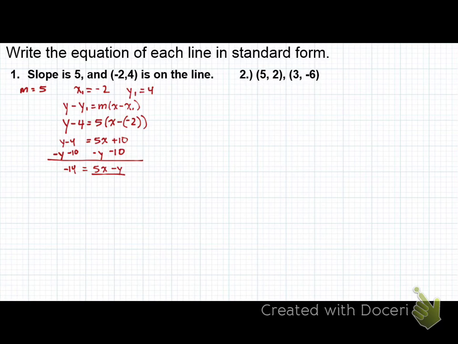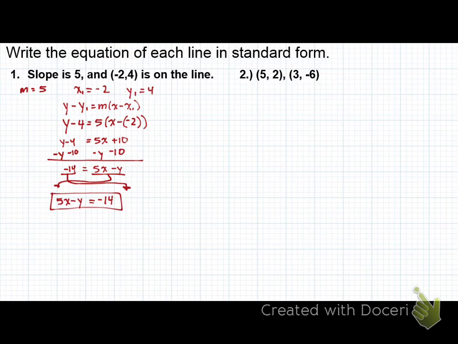And I like to put it in standard form, so I'm going to take the right side of the equation and put it here, so it starts with the x term. So 5x minus y is equal to negative 14. And now it's in standard form. Okay? Does that make sense? Is this the same thing as slope-intercept form? Students, is it the same as slope-intercept form? No, it's not.